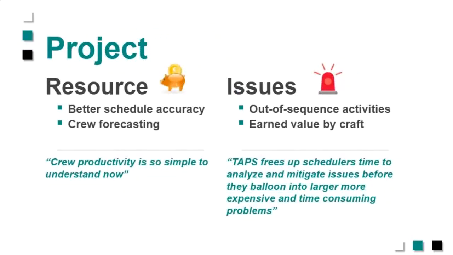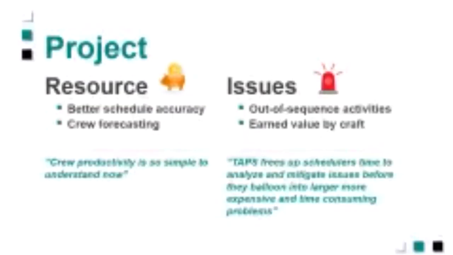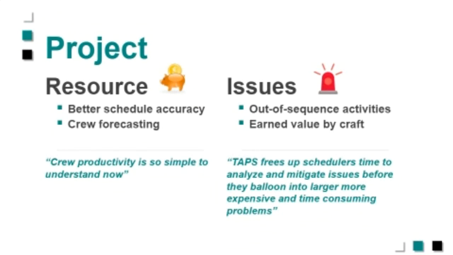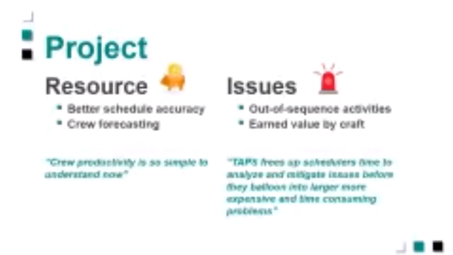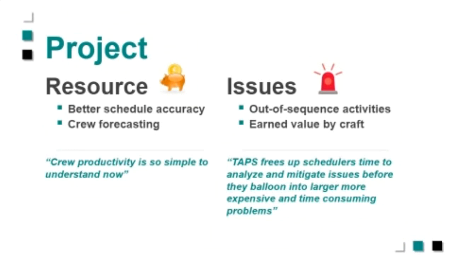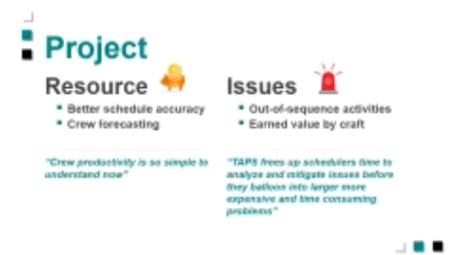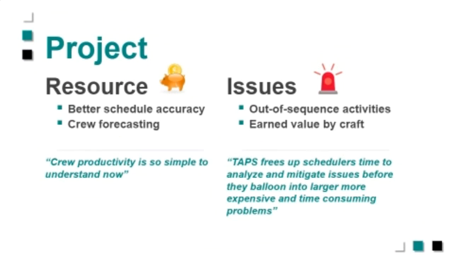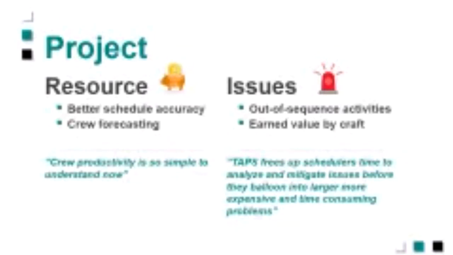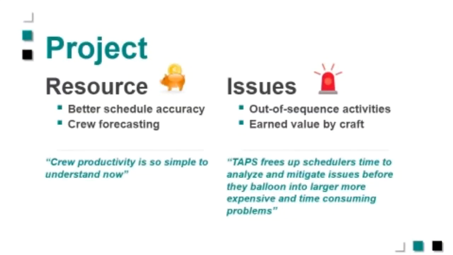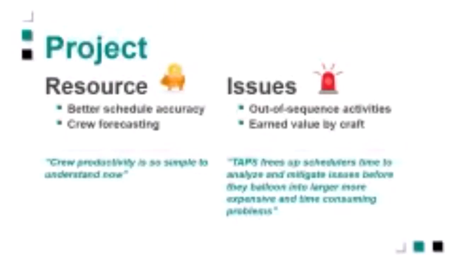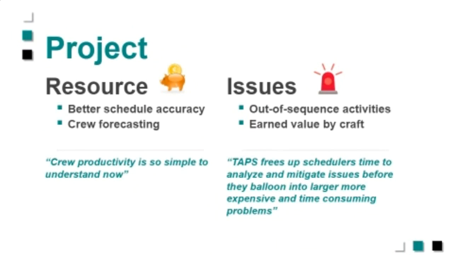You're getting better schedule accuracy, like I said, which also lends itself to better crew forecasting. Your out-of-sequence activities are being identified right up front in TAPS when you submit your progress, and you're getting that earned value at the craft level. So you can drill down and see, why are we behind in a particular unit? You drill down and you look at it and you say, oh, it's because the Boilermakers are having some trouble. They're having to spend a lot more time in this one vessel than we anticipated, and then you can decide what to do about it.